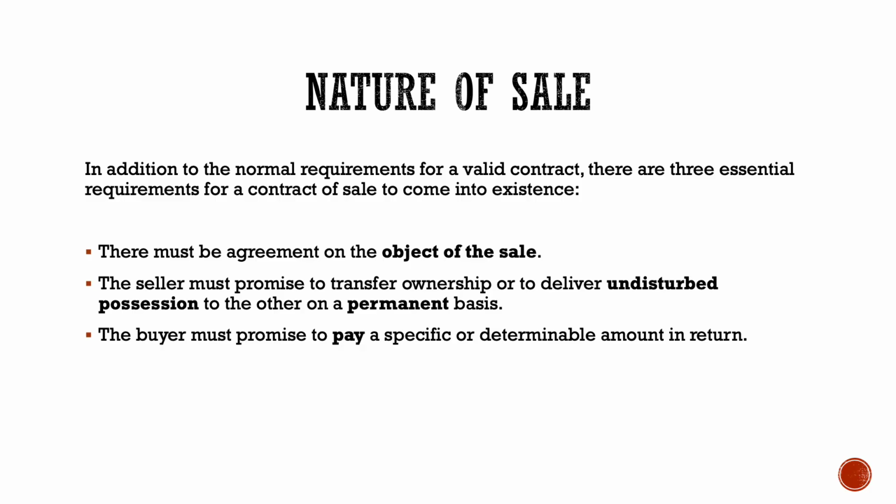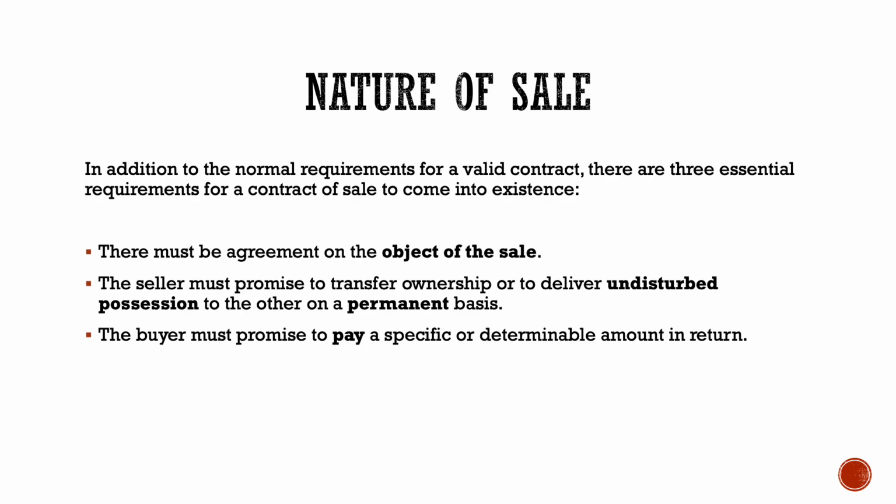In addition to the normal requirements for a valid contract, there are three essential requirements for a contract of sale to come into existence. Number one, there must be an agreement on the object of sale. And number two, the seller must promise to transfer ownership or to deliver undisturbed possession to the other on a permanent basis, and the buyer must promise to pay a specific or determinable amount in return.